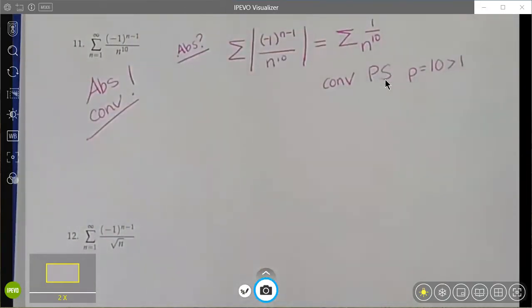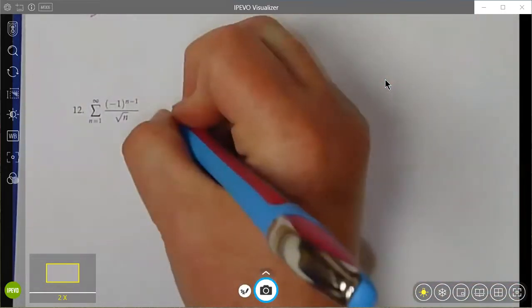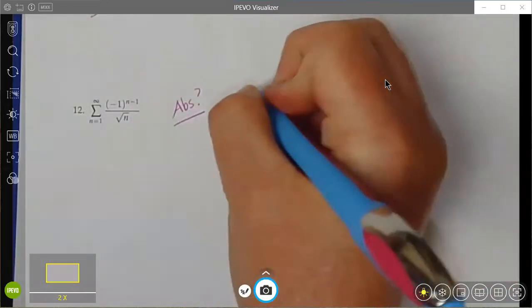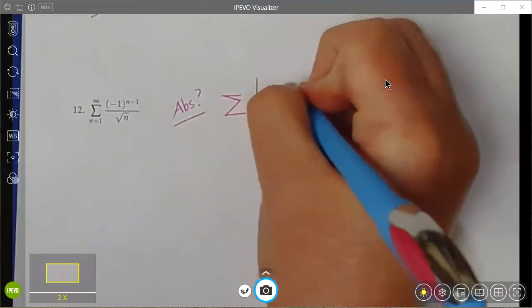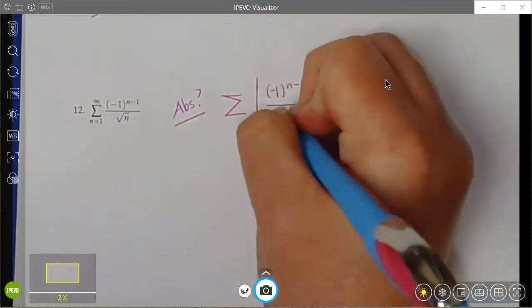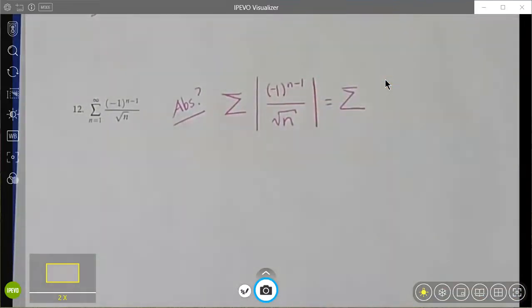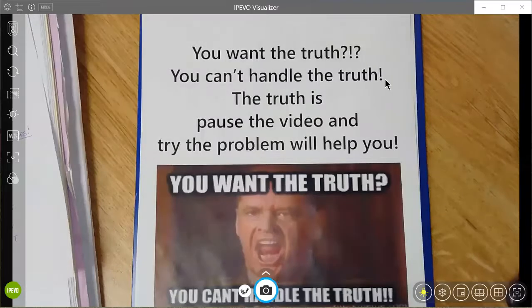All right, so let's look at number 12. I have the series n equals 1 to infinity of (-1)^(n-1) over the square root of n. We'll start out the same way with the test for absolute convergence, so we'll put those absolute value bars on there. Once again, I want you to pause the video and give this one a try on your own, and then we'll come back and see if we get to the same conclusion.